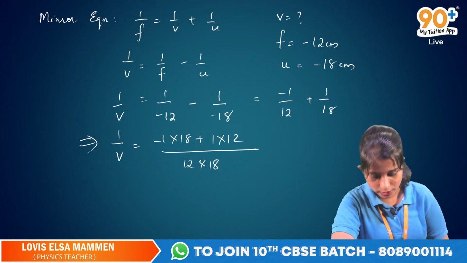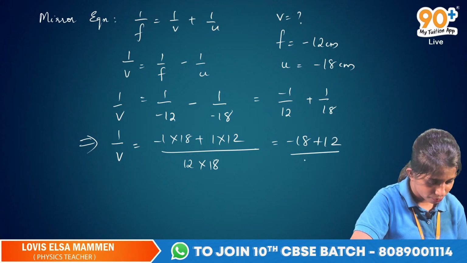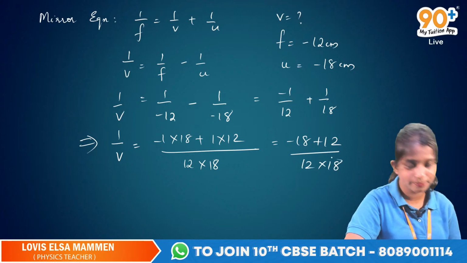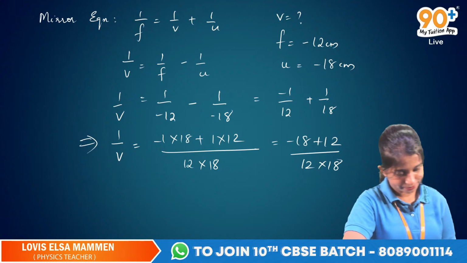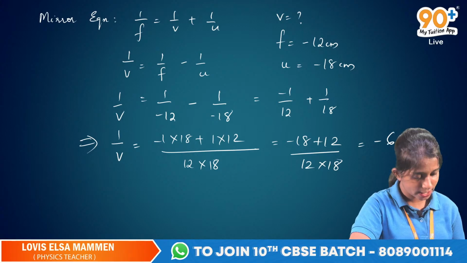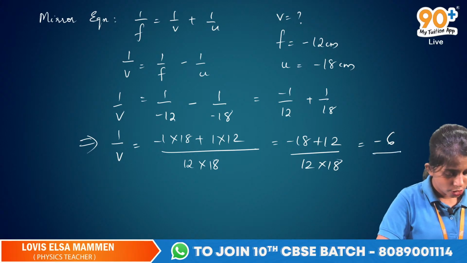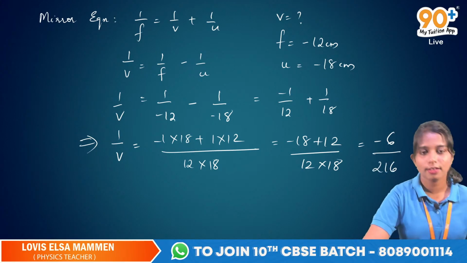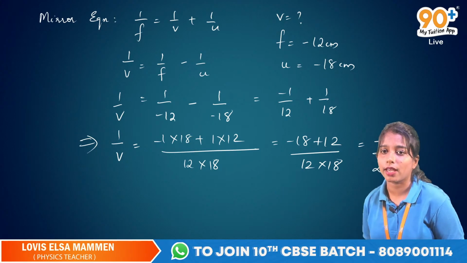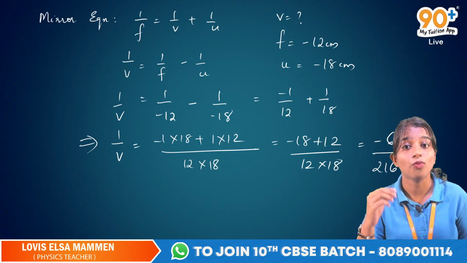So, what is that? Minus 18 plus 12 by 12 into 18. Minus 18 plus 12 is minus 6. 12 into 18 is 216. So that is 1 by V, minus 6 by 216.